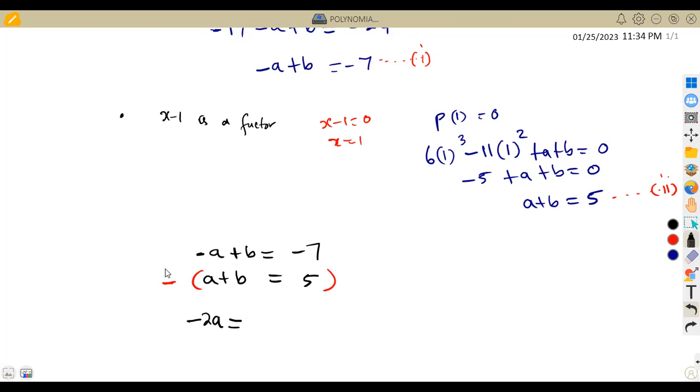Okay, minus 7, minus 5, that's a negative 12. So we can divide by negative 2 on both sides so that we can have the value of a, which is a 6.